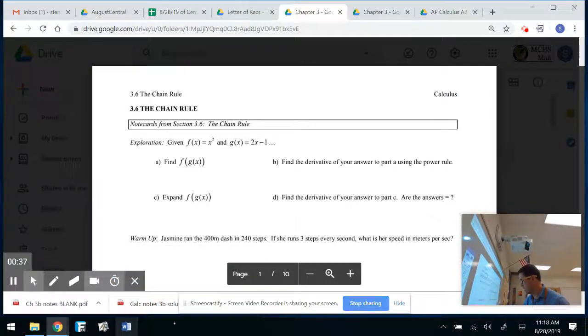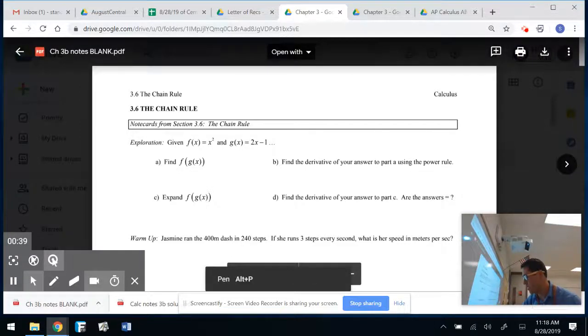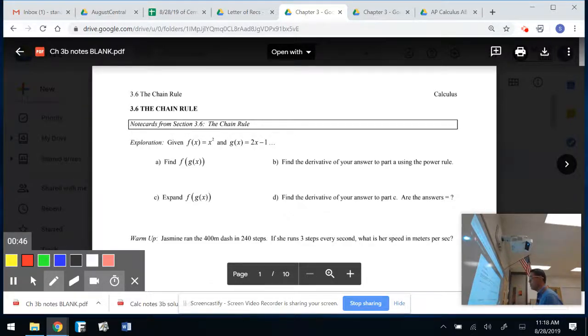One of the coolest things that we do all year is the chain rule. It allows us to do some really tough, crazy derivative problems. Okay, and we kind of have a little bit of an introduction here. Okay, you guys, so let's take a look at it.